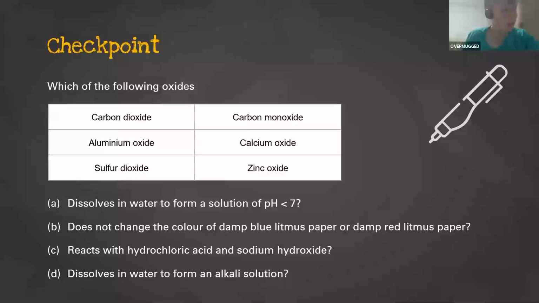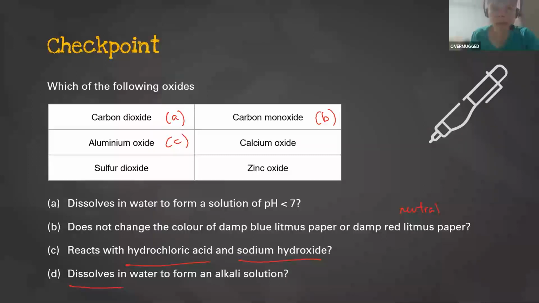Okay, I will just quickly go through this. From the information given, you need to identify the kind of oxide that they want. Dissolve in water to form pH lesser than 7 means an acidic oxide, so this will be A. Does not change the color of damp blue litmus paper or damp red litmus paper: this is neutral oxide, so carbon monoxide. Reacts with acid and alkali: remember this one, your alkali, sodium hydroxide. This is your Z. Zinc, aluminium, lead, and ferric oxides.